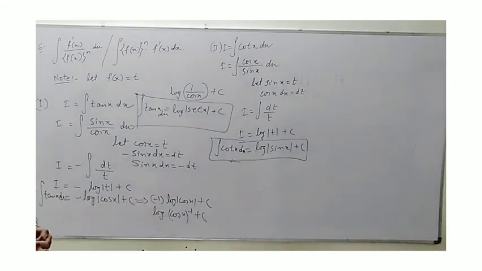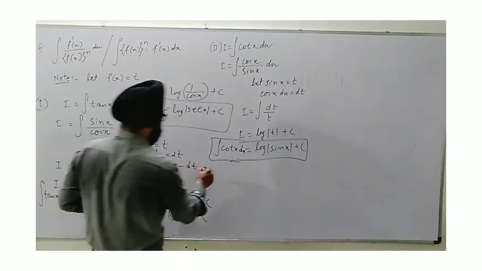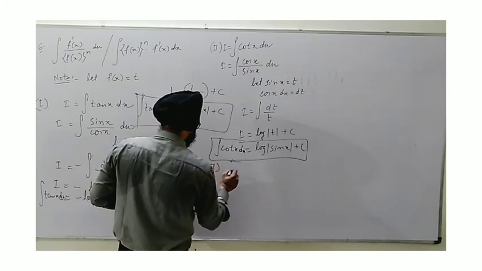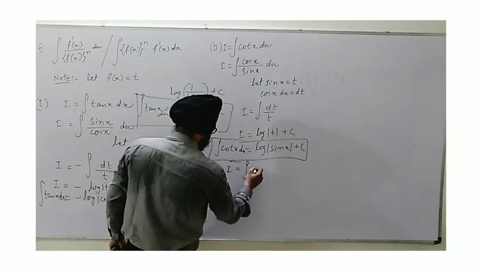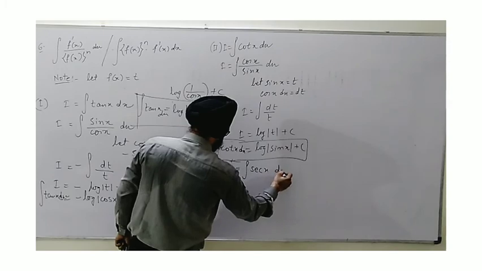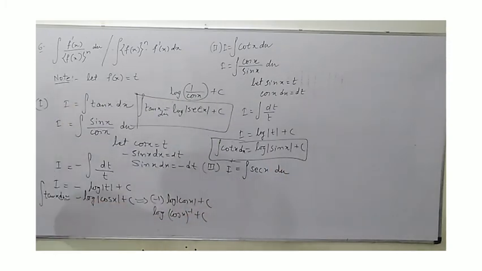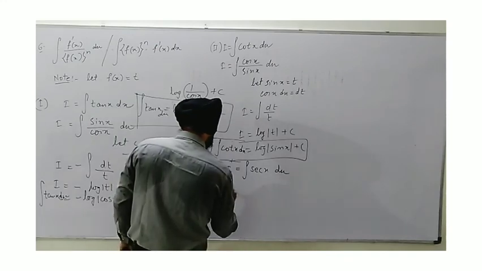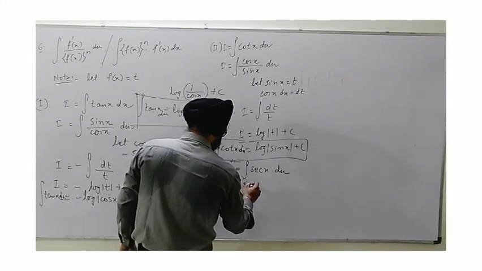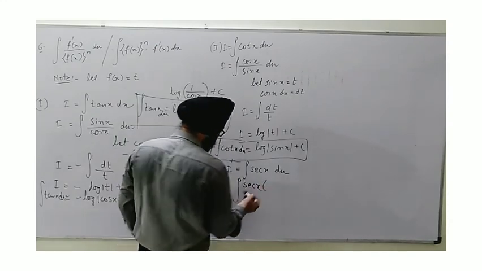Okay, this is one group of tan and cot. Now we will see how to derive sec and cosec. Suppose we need to integrate sec x dx. The same pattern is to be used. What are we going to do? One change, which obviously the first time you don't know.